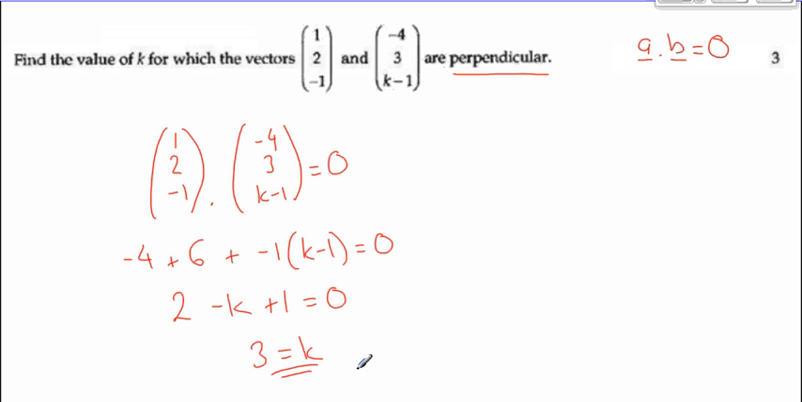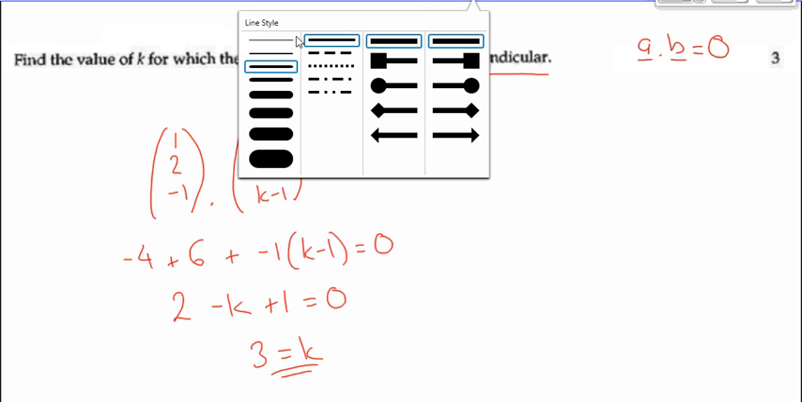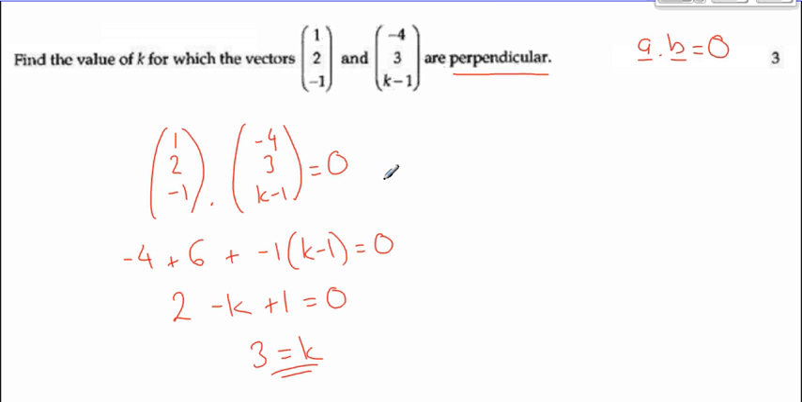Now it all comes from that statement, and you need to have a reflex reaction. As soon as you're talking about perpendicular vectors, you should be looking for the dot product and making it equal to 0. So 1 mark for making the dot product equal 0, 1 mark for calculating that dot product correctly, and then the third mark for solving.